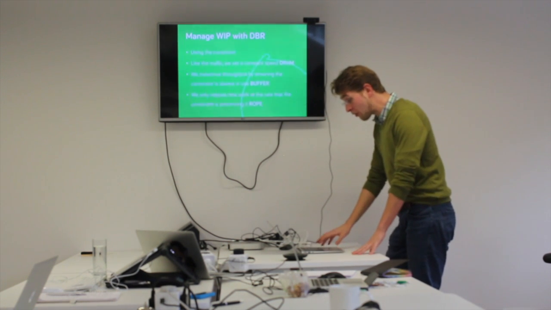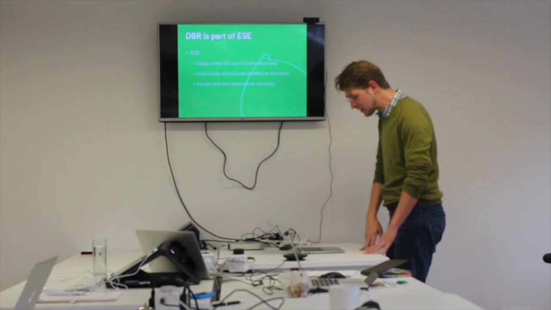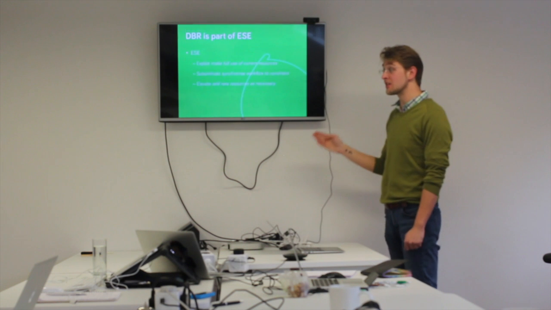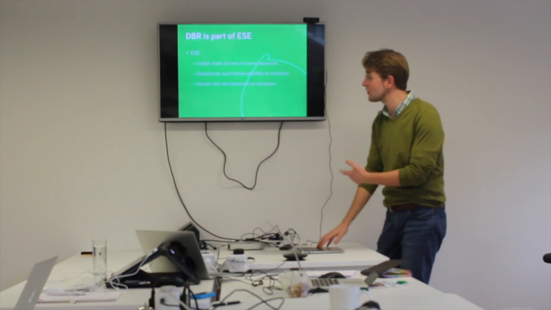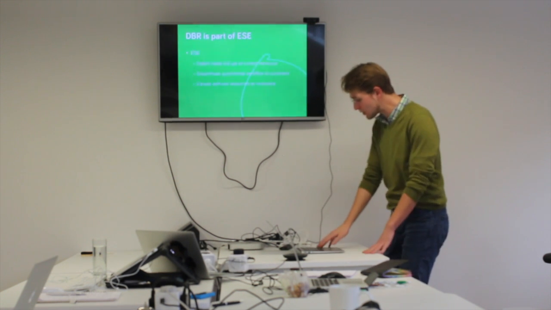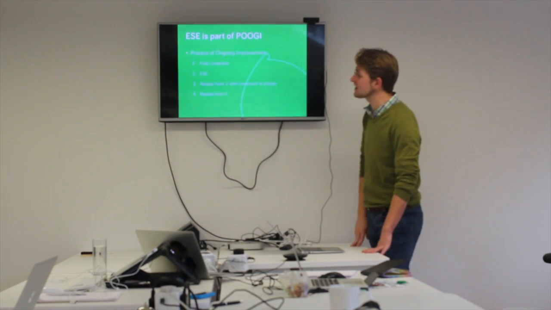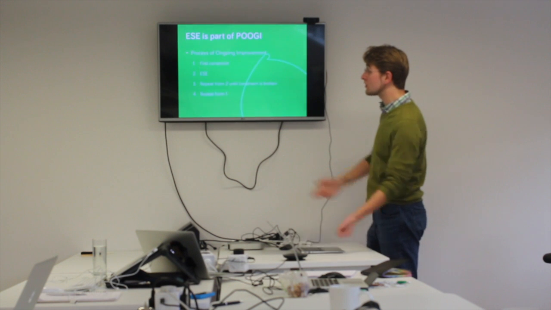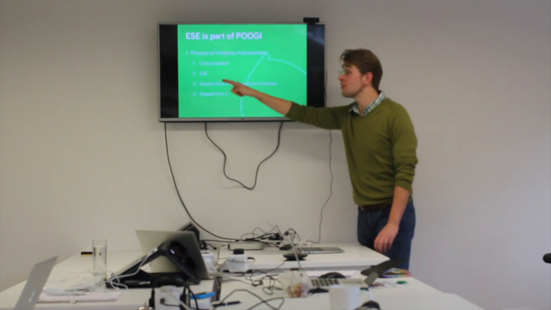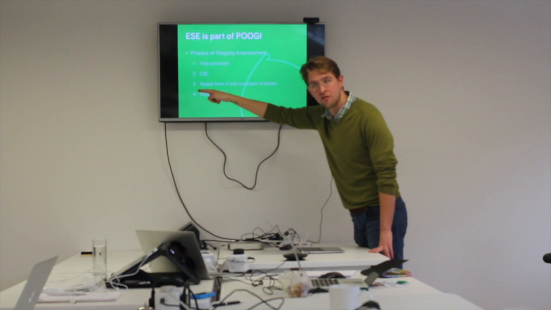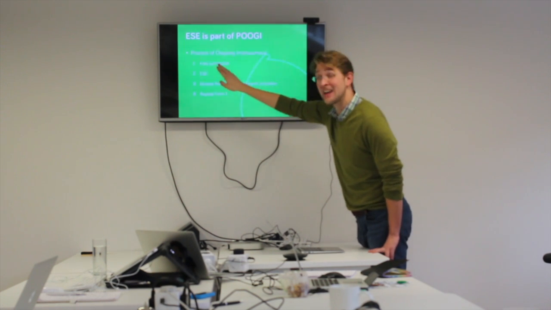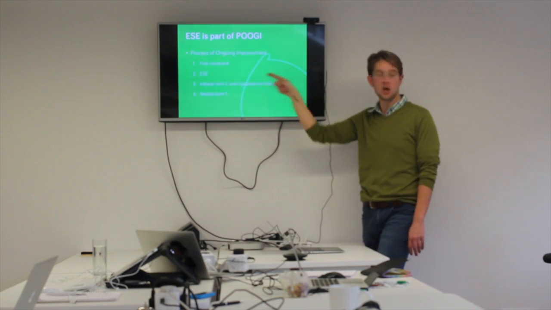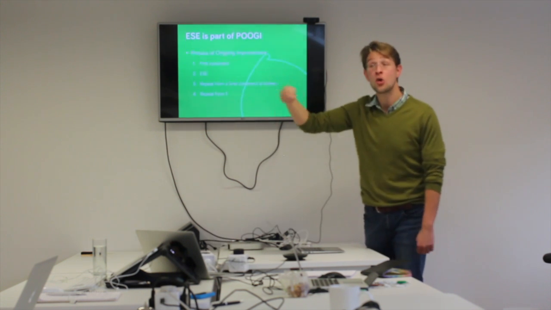So, drum, buffer, and rope is part of a broader strategy called exploit, subordinate, and elevate, which in turn is part of a broader strategy called the process of ongoing improvement. Actually, let's do it this way around. The process of ongoing improvement basically says, to improve a workflow, the first thing you need to do is find the bottleneck. Then you run this routine of exploit, subordinate, and elevate. And you keep running that routine until the constraint is broken, which in the jargon of the theory of constraints means that it's no longer the constraint.